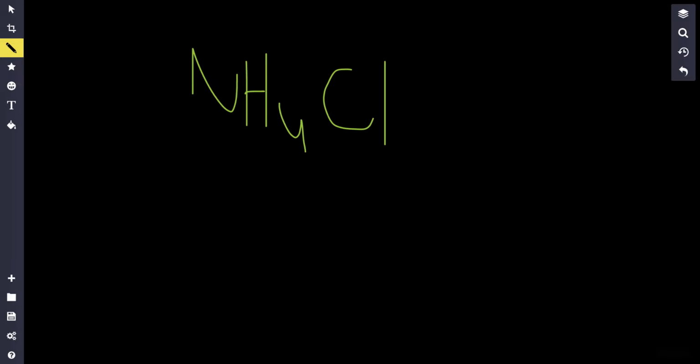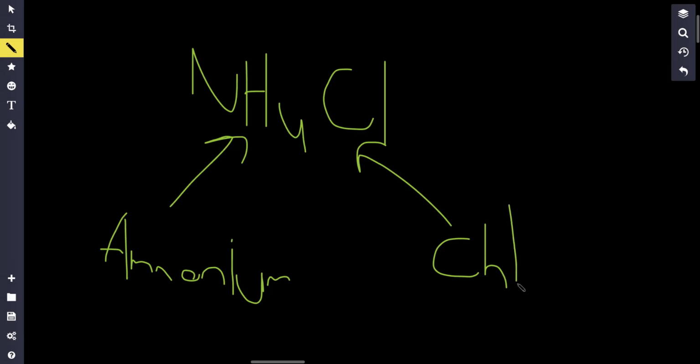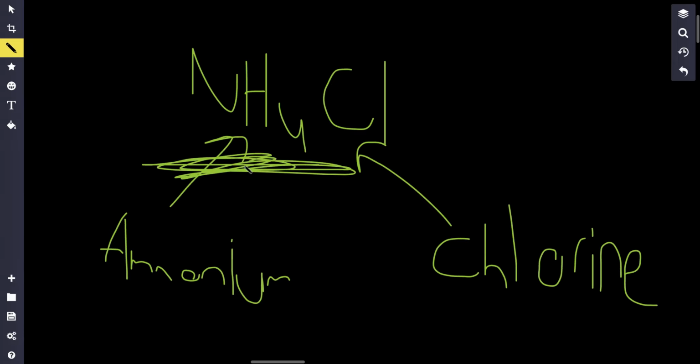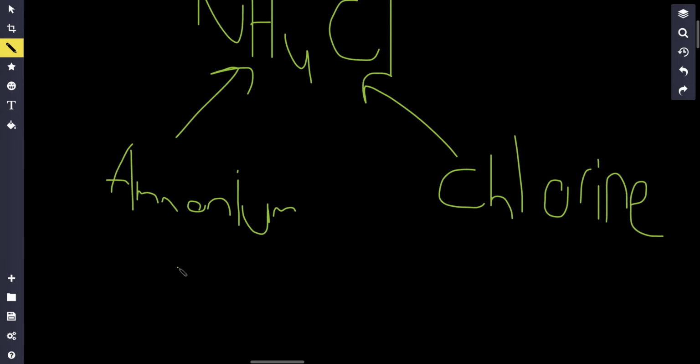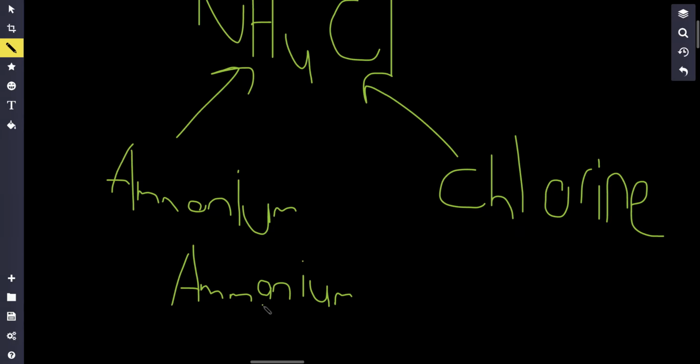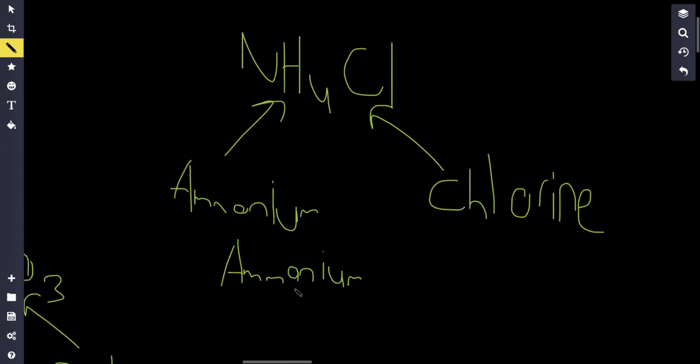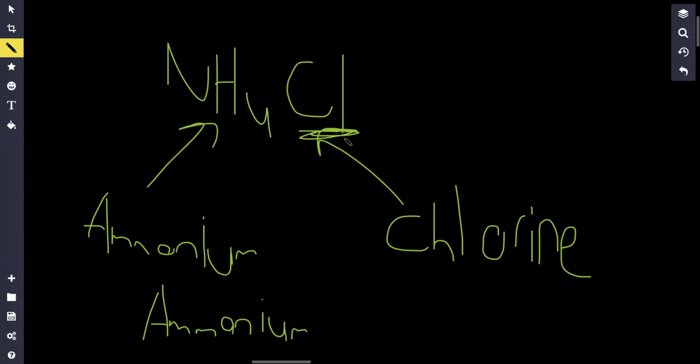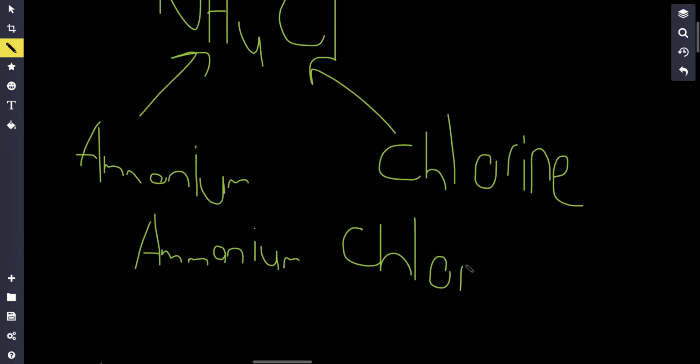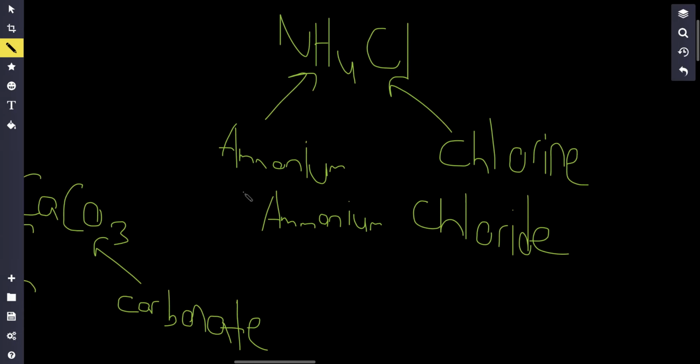Let's do this one. This right over here is ammonium, and this right over here is chlorine. Now be careful. Because our first thing is a polyatomic ion, it stays ammonium. The first part's name is always the same as before. But for the second atom you have to change it, so this becomes chloride. So in this case, this is ammonium chloride.